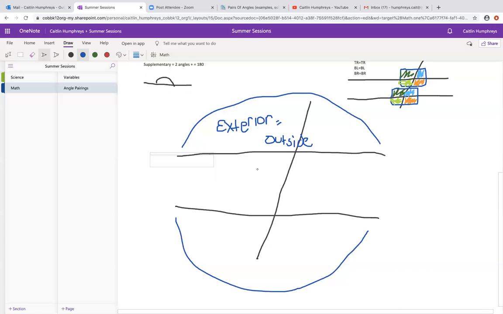All right, so the exterior is the outside. That means logically that these sections here would be the what? Oh my gosh, you're so smart. Thank you. Interior.